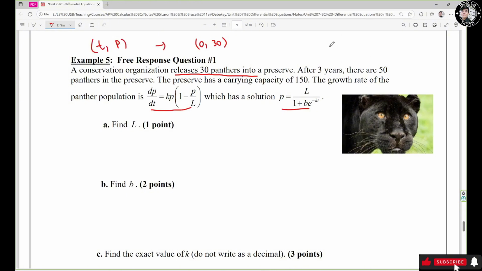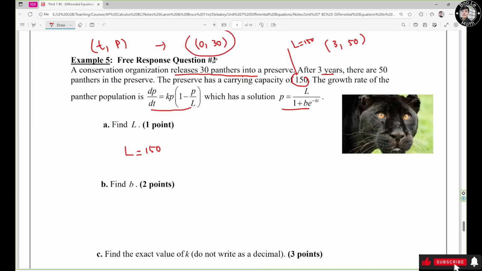Now the second ordered pair is right here, after 3 years, which means t equals 3. You have 50 pandas. Now the carrying capacity is 150, which is L. Now find L. L equals 150. Now question B. Find b. We're going to use the ordered pair right here.